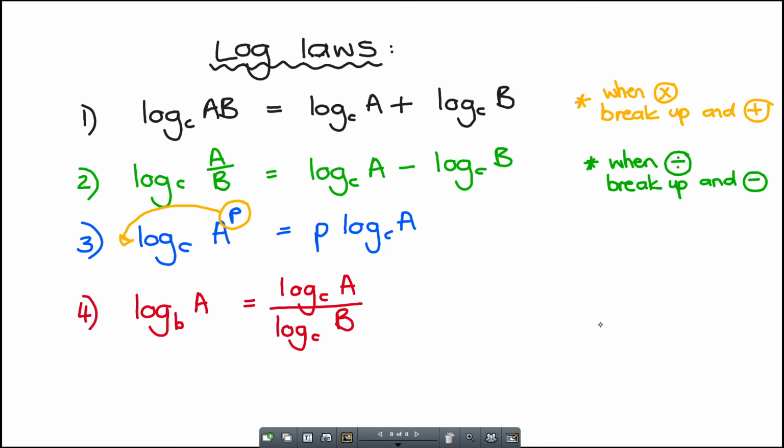Jy sal sien ek skryf weer daai klein C daarso, nee? Want ek moet sy plekkie hou. Ons gaan nou praat oor as daar niks staan nie, because you are going to get stuff where it's nothing written there, nee? Then it's actually a 10. But because it's 10, we don't have to write it, nee?